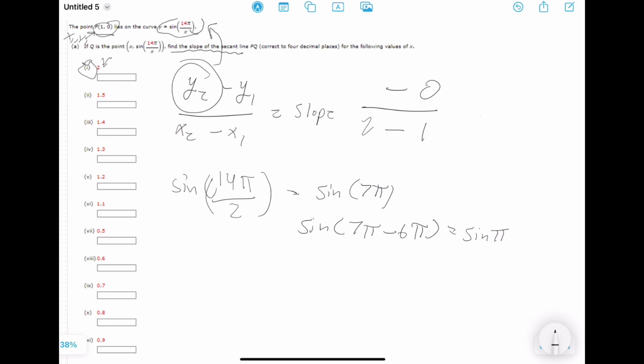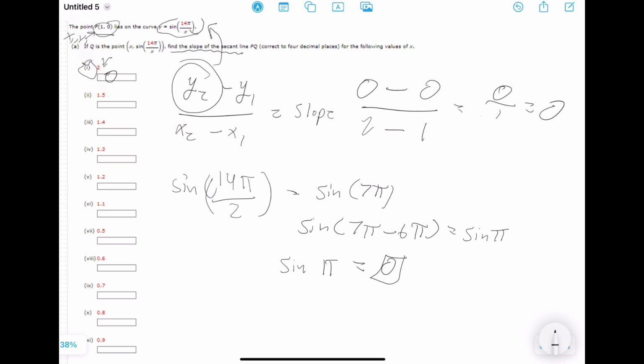And if we know what sine of pi is, sine of pi is equal to 0. So now we figured out our y. And so we're left with 0 divided by 1, which is equal to 0, and your answer is 0.